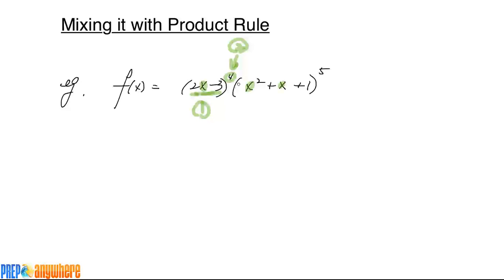But after that, we're not doing something else to that result. We're done with that. And then we're multiplying it to something else. That's where the product rule comes in. This is the product rule.